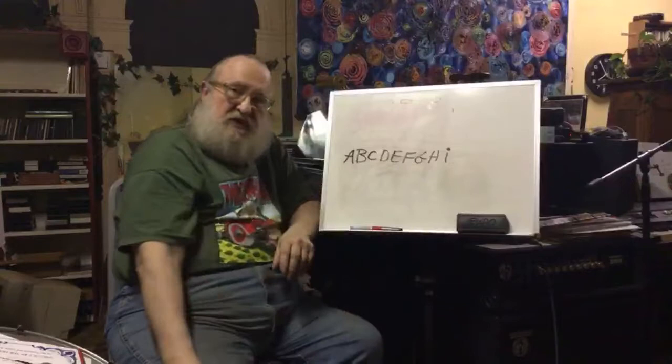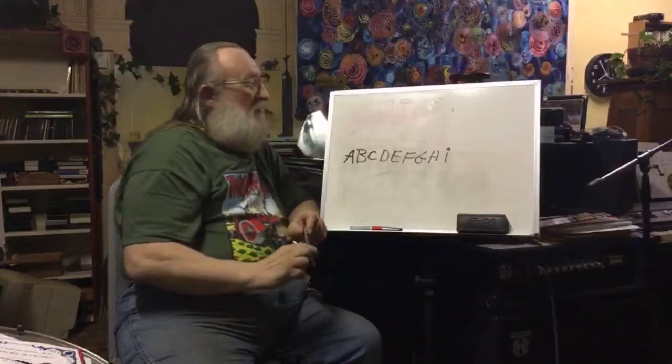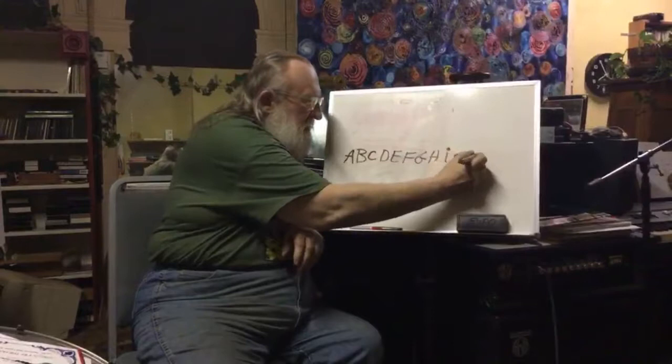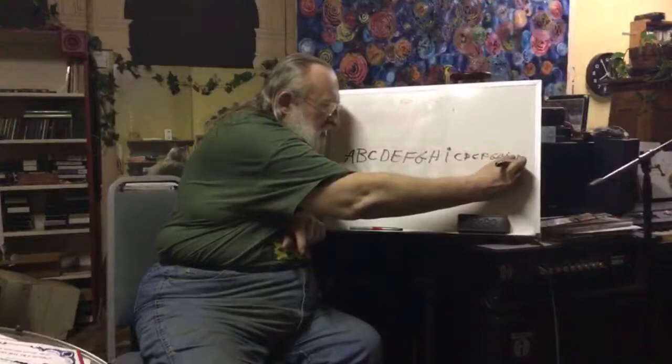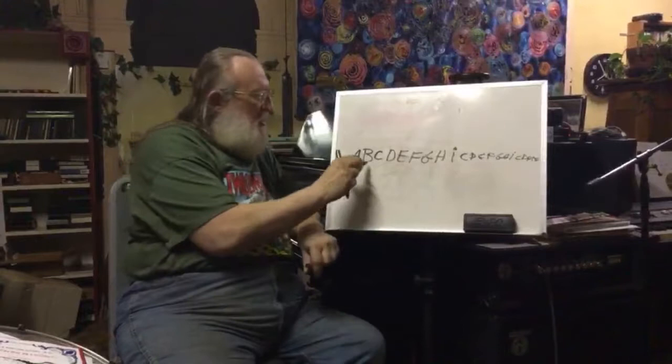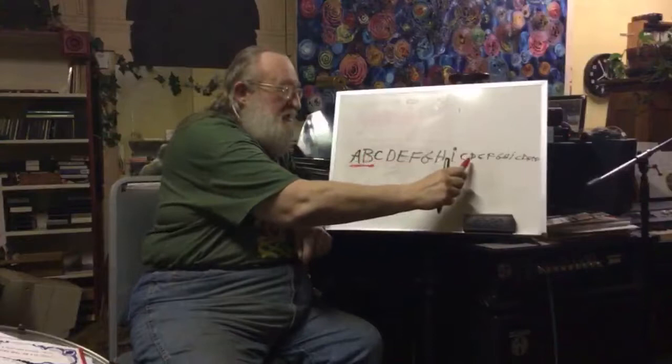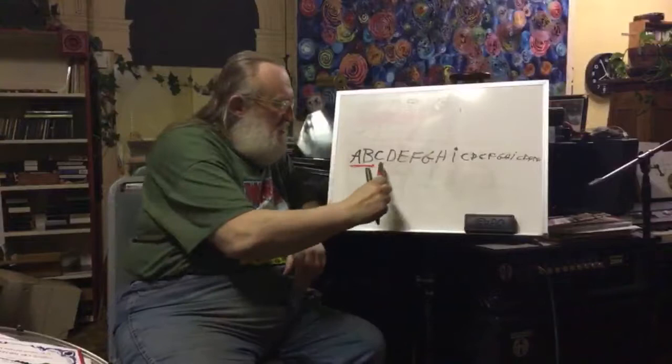Now, the reason he used H, I is the scale then went C, D, E, F, G, H, I, C, D, E, F, G. There was only one case, just one case of A, B. Then there was C, D, E, F, G, H, I, and again, and again. And those were seven-note scales that were built into the white keys on the keyboard.